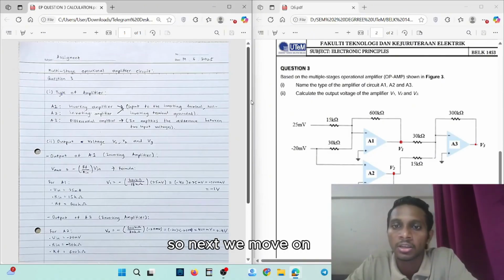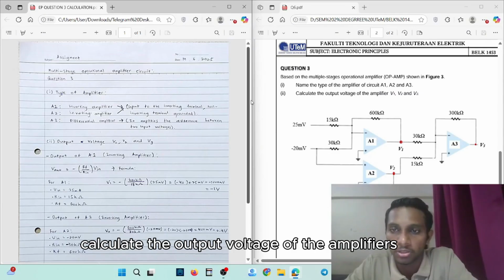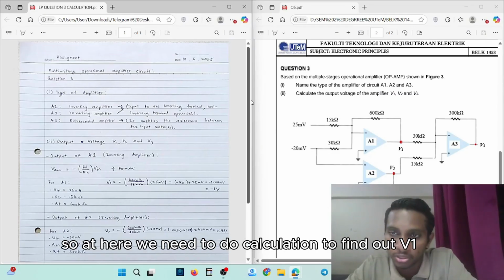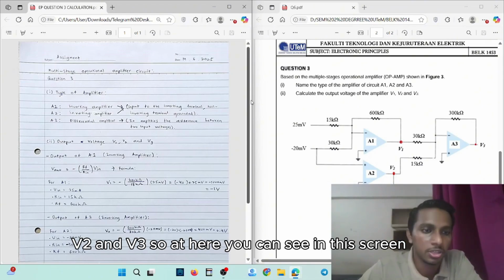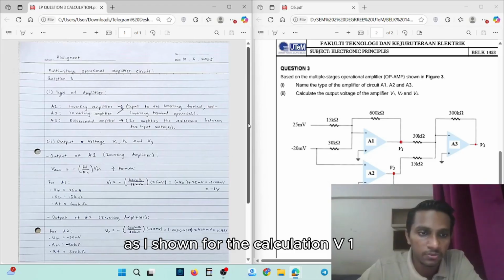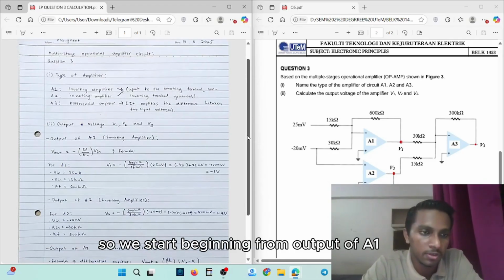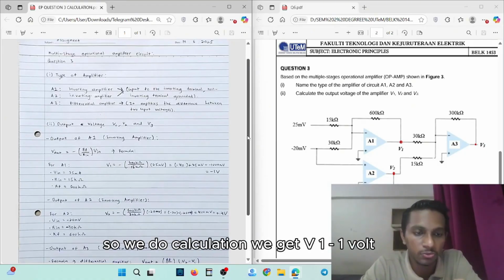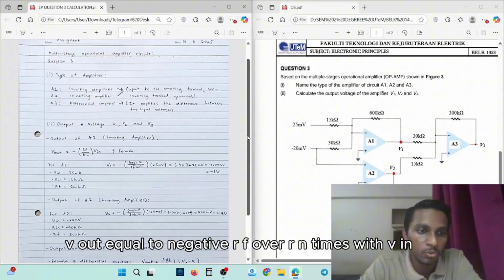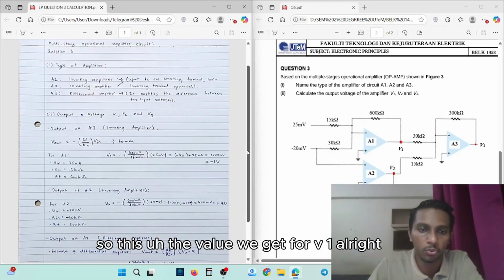Next we move on to calculate the output voltage of the amplifiers. Here we need to do calculations to find V1, V2 and V3. On this screen you can see the calculation for V1. We start from the output of A1, which is an inverting amplifier. We do the calculation and get V1 equal to negative 1 volt. We are using the formula Vout equals negative RF over Rin times Vinput. So this is the value we get for V1.